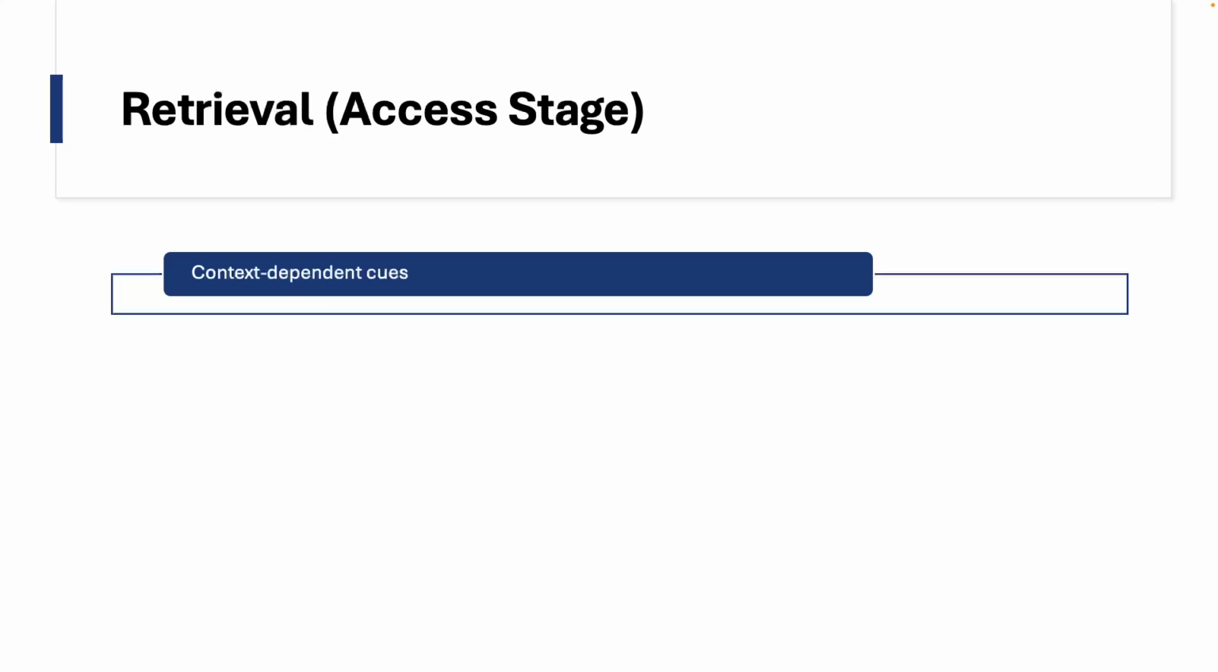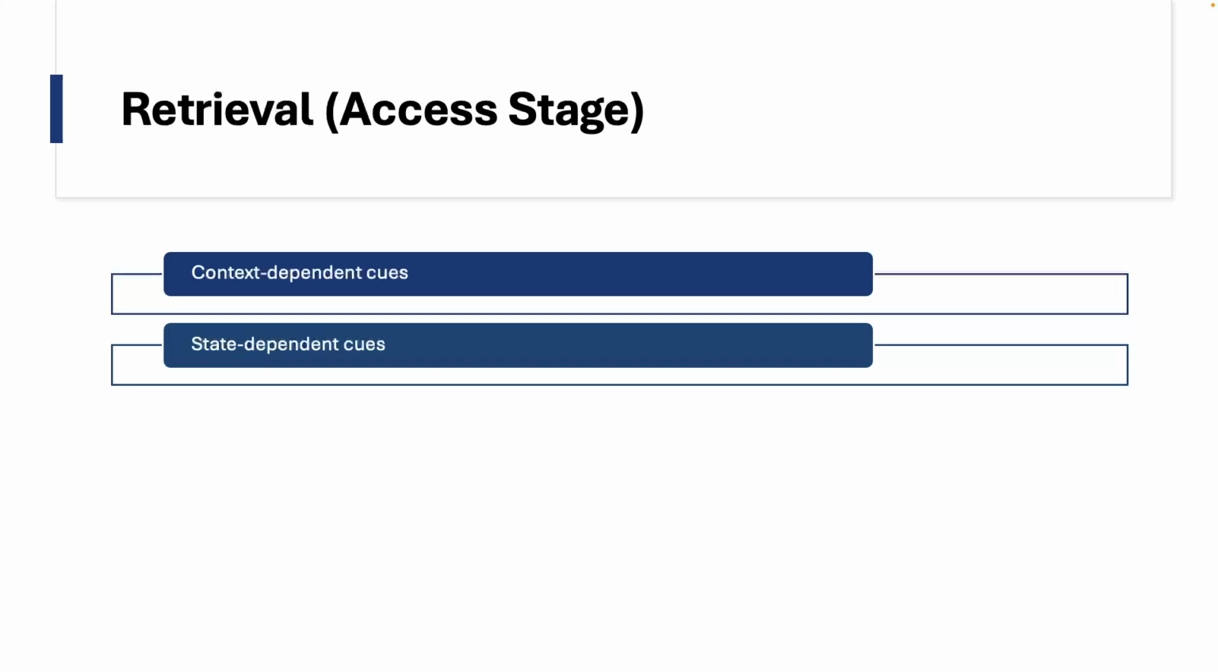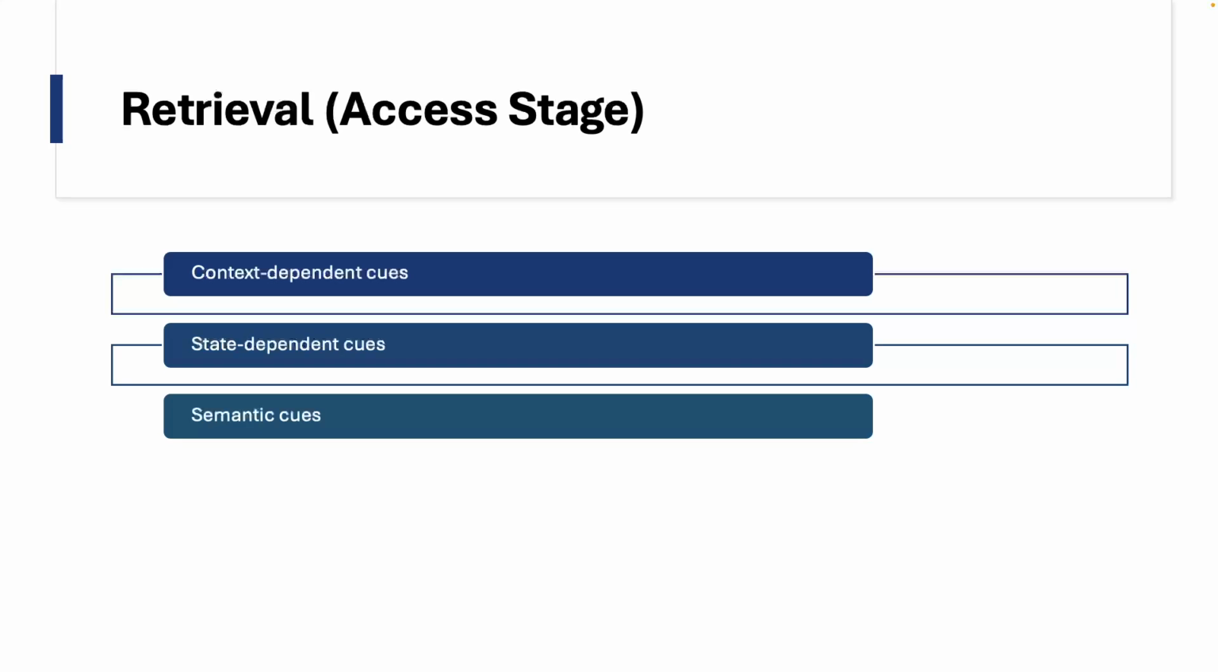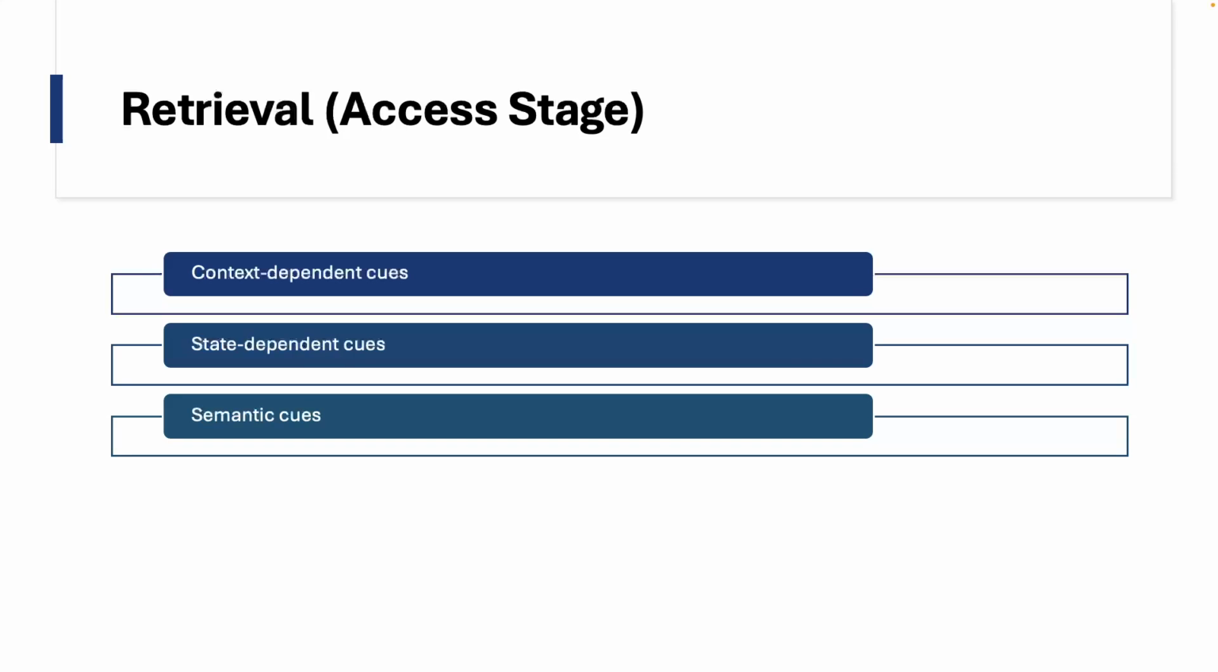Retrieval, then, is the process of accessing stored information when it is needed. The brain utilizes retrieval cues, which can be, for example, context-dependent cues, the environment in which the information was learned, so being in the same place where you studied. It could be state-dependent cues, the internal state of the individual, the level of mood or arousal at different points, as well as semantic cues, related concepts and associations that can help you trigger the recall of the target information.